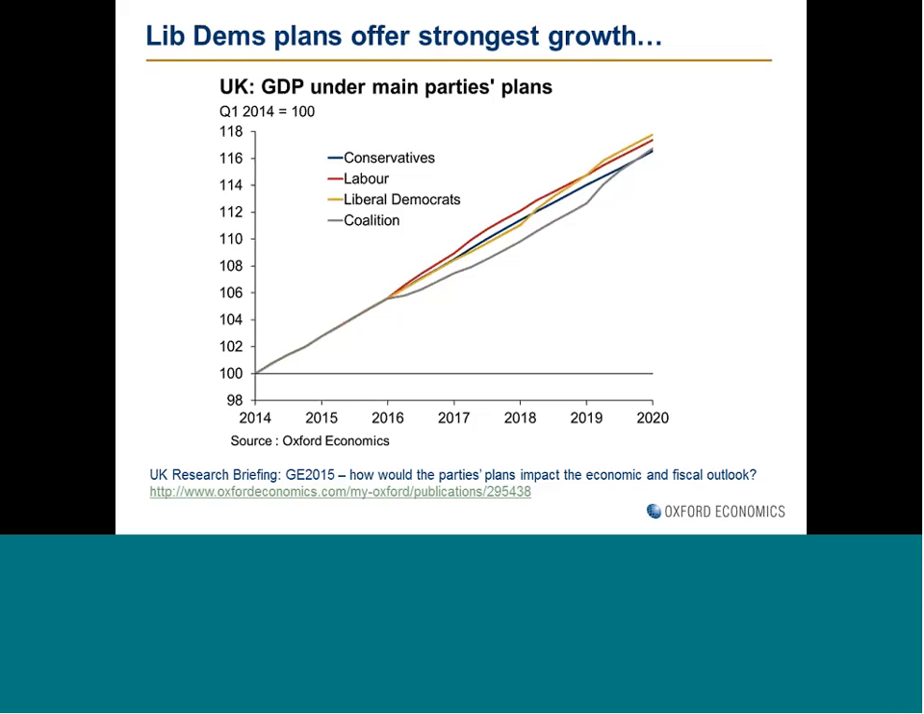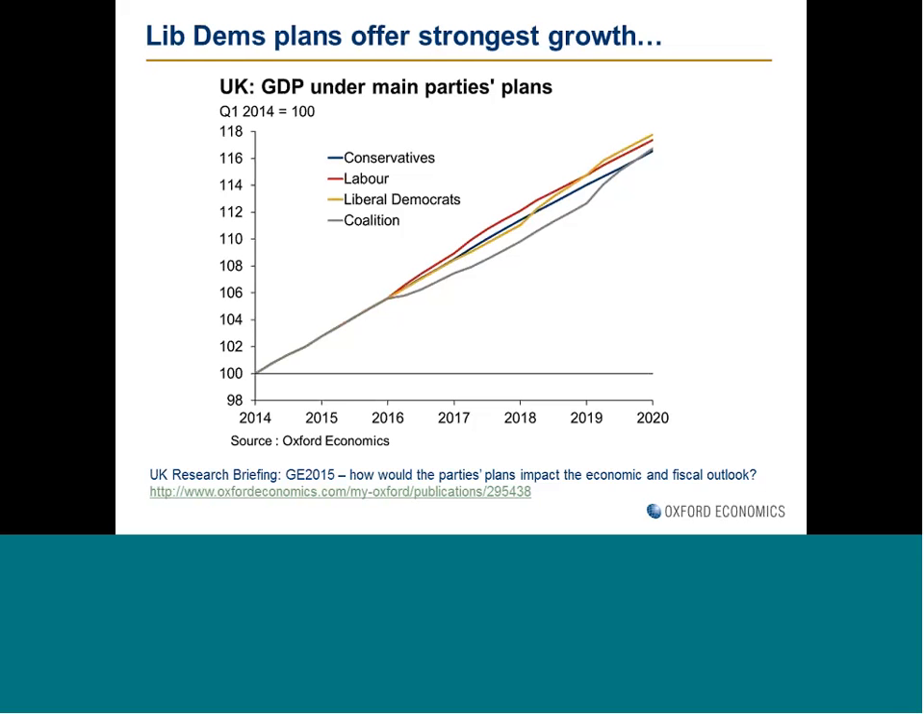Now, there's a lot more detail on how we've done this in the research briefing. There's a link at the bottom of the page to that research briefing, and subscribers to our global macro service can actually open that. But what the key results show is that over the course of the next 5 years as a whole, the Liberal Democrat plans would offer marginally the strongest GDP growth at around 2.8% a year, followed by 2.7% a year for the Labour Party and 2.6% a year for the Conservatives.